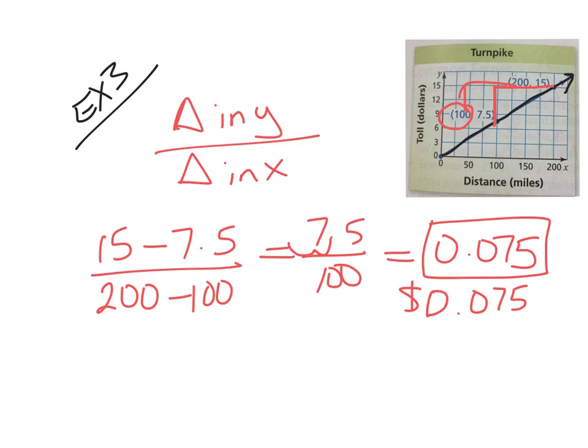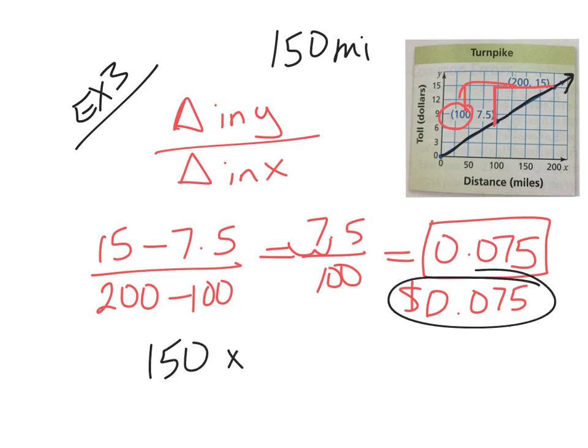Oh, yeah. What they want you to find out is how much would it cost to drive 150 miles. So you're going to do 150 times the rate that you figured out, times 0.075. That's 11.25. So it's going to cost you $11.25 to drive 150 miles.